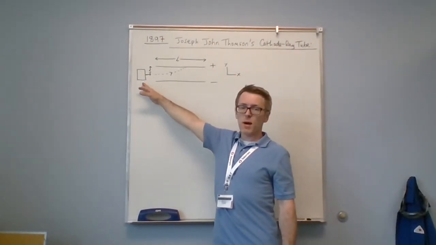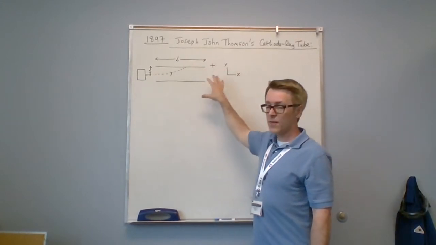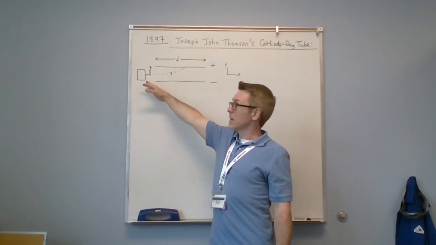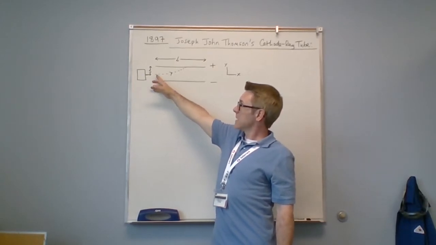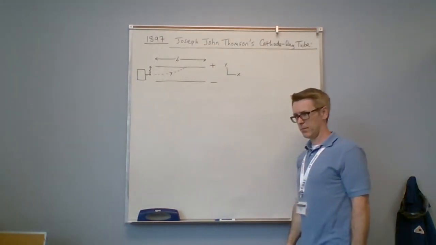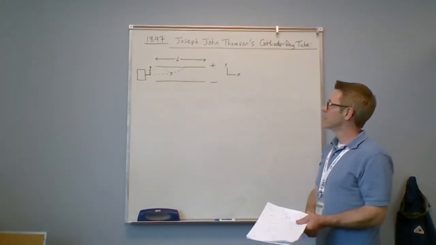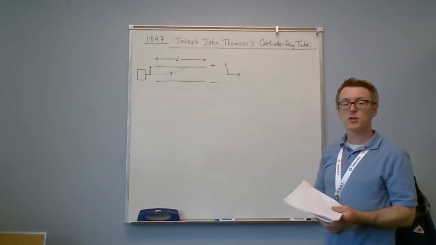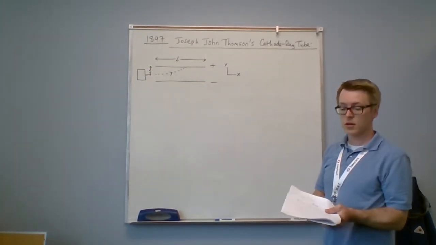He had a source of matter. This tube was in a vacuum, and with a small sample of matter, he was able to excite the matter, accelerate it, and crash it into the positively charged plate. So we're now going to recreate some calculations to show what Joseph John Thomson did.